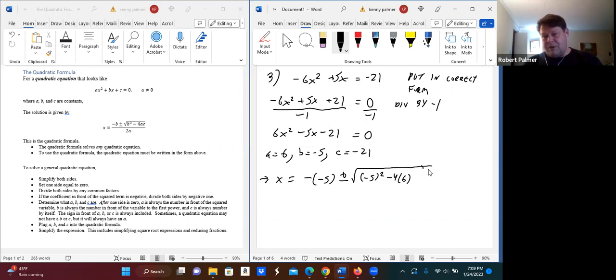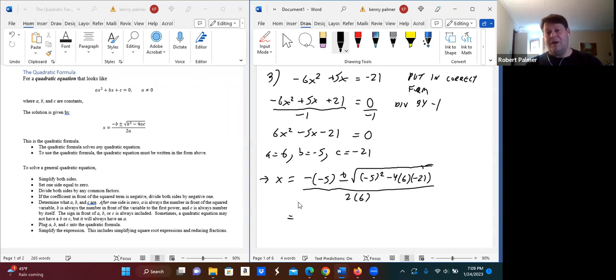Okay, there we go. I'll explain that in just a moment. Okay, and so negative 4, this negative is part of the formula, times 4 times 6 times negative 21. Okay, now, and then all over 2 times a, which is 6.